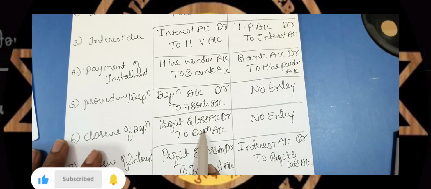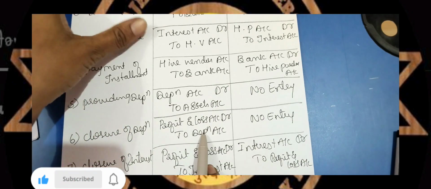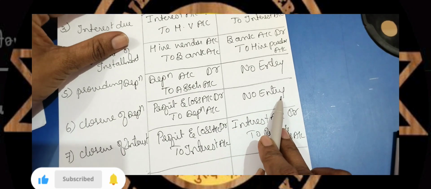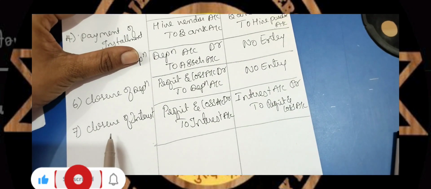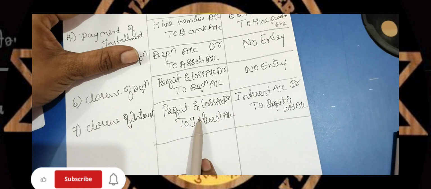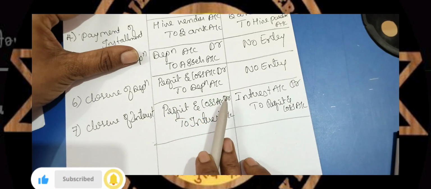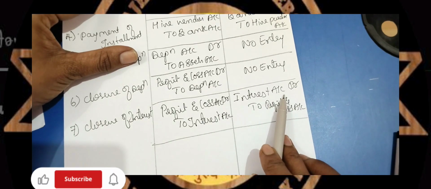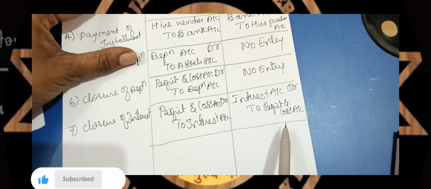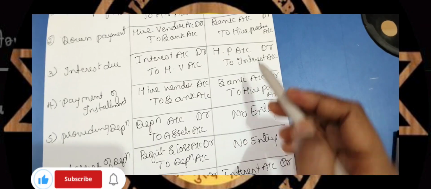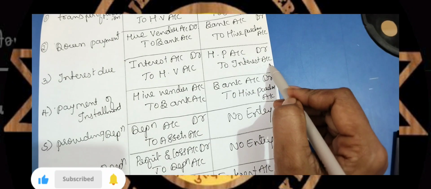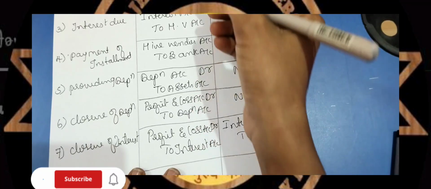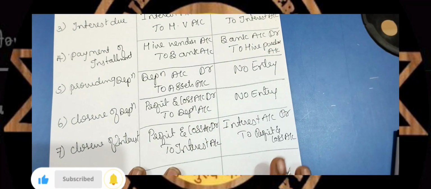Here we are closing a depreciation account by debiting profit and loss account and crediting depreciation account. Again no entry here. And we have already opened an interest account. Here we are closing interest account by debiting profit and loss account and crediting interest account. Here we debited interest account and credited profit and loss account. While making payment, for hire vendor interest is credit, for hire purchaser interest is debit, for closing it is vice versa.